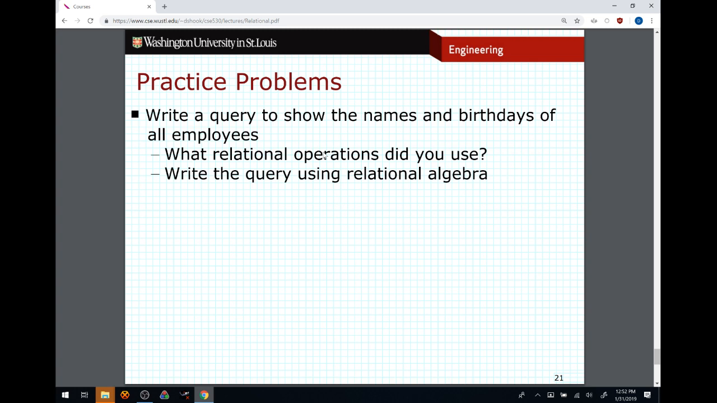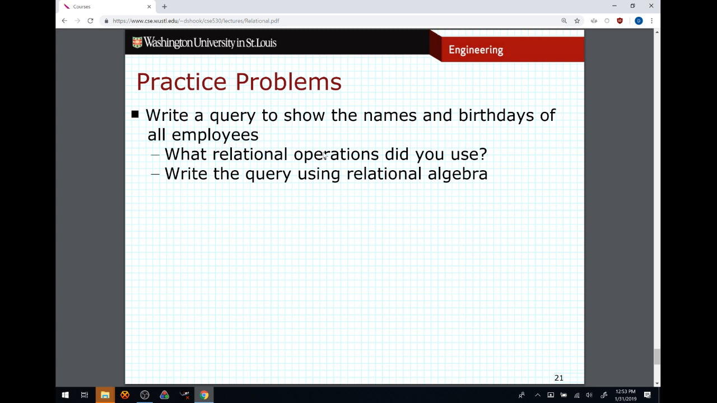So what relational operations were used? Project. That's it. So the query tree is going to be relatively straightforward. Got my employee table down here, and then I've got a projection on these 3 columns, right? That's it. That one is very straightforward.